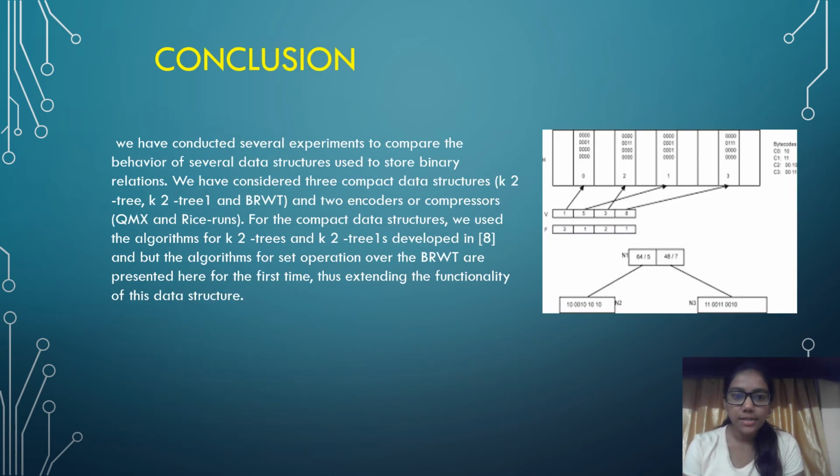Conclusion. We have conducted several experiments to compare the behavior of several data structures used to store binary relations. We have considered three compact data structures, K2 tree, K2 tree variants, and BRWT, and two encoders or compressors, QMX and RICE runs. For the compact data structures, we used the algorithms for K2 trees developed previously, but the algorithms for set operations over BRWT are presented here for the first time, thus extending the functionality of this data structure.